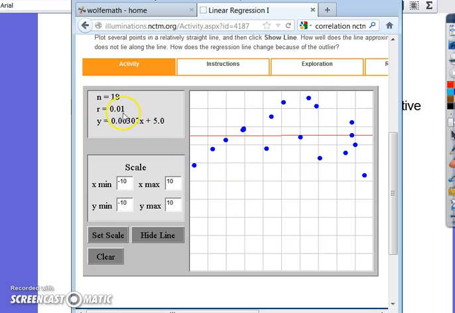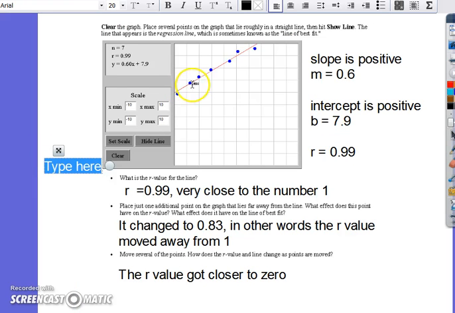The closer the r value is to 0, this is weak. The closer the r value is to 1, like this one, this is strong. Okay, so this is a strong correlation, and it's also a positive r value. So the r value is positive, so that's a strong positive correlation.